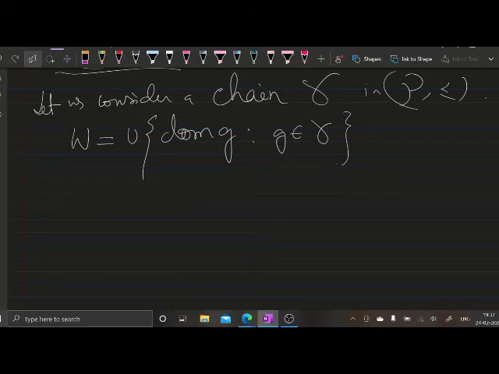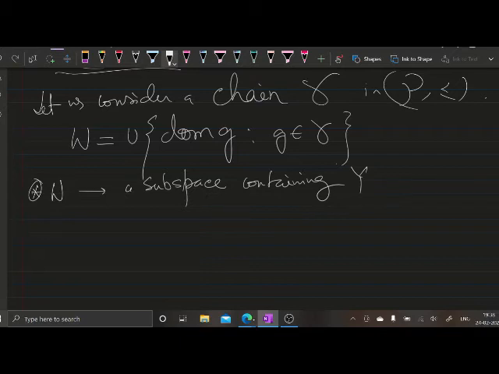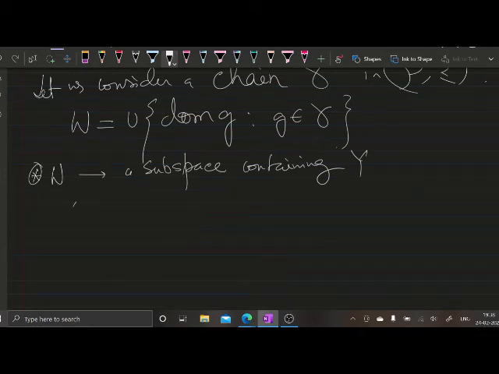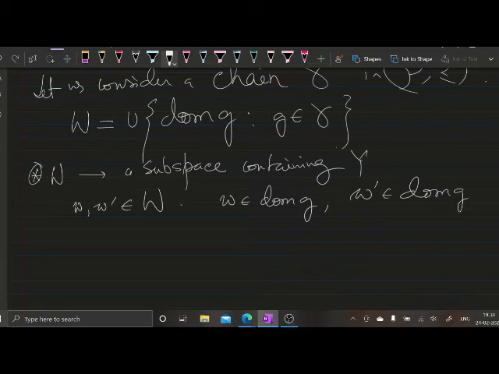So the fact is that this is a subspace containing Y. Is it a subspace? Suppose you take any two points W, W dashed. Then this W belongs to some domain of G and W dashed belongs to some domain of G dashed, where this G and G dashed are from gamma, and gamma is a chain.